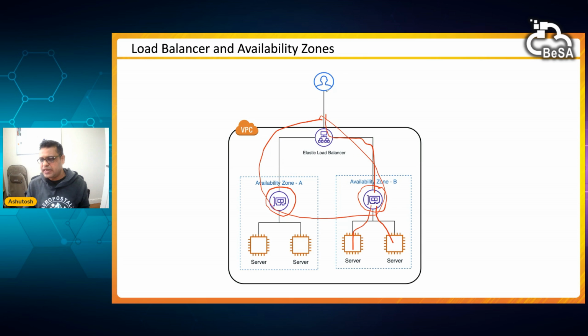Suppose you don't select this availability zone, right? Then these servers cannot serve traffic because you do not have an ELB instance in there, right?